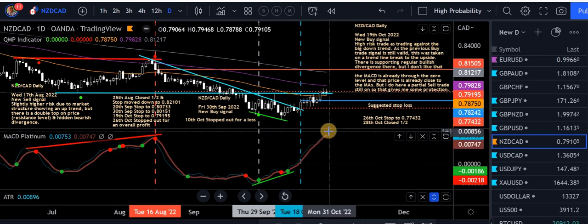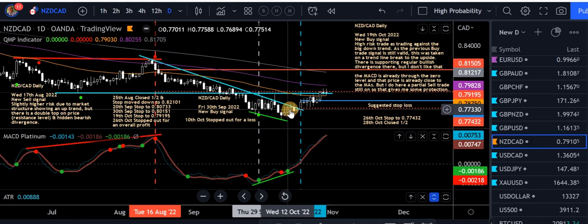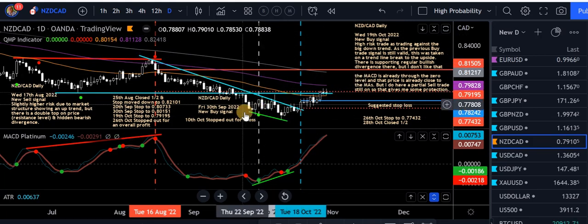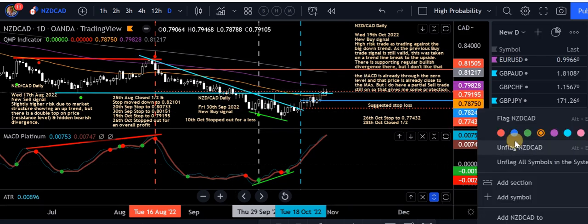MACD platinum's all the way through the zero level. So we're not going to lose on the buy. If I get stopped out, it's going to be about an overall break even, but I was hoping that it'd pop up higher to offset some of this loss in here. In the meantime, took a good profit on the sell there. So I'll tidy that chart up after the video.